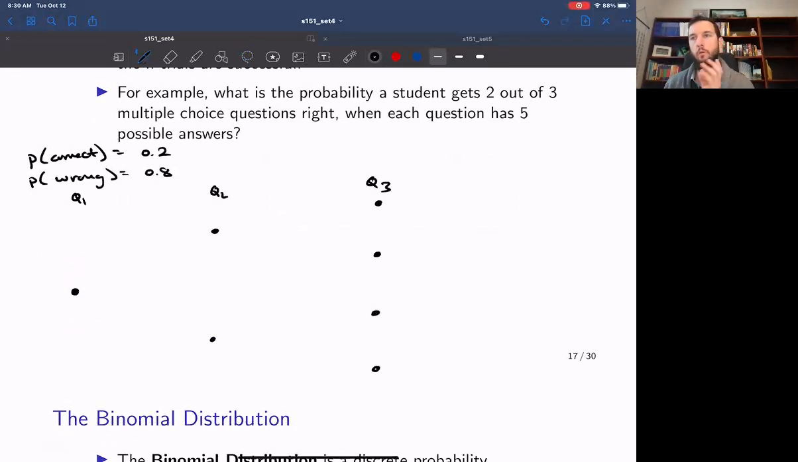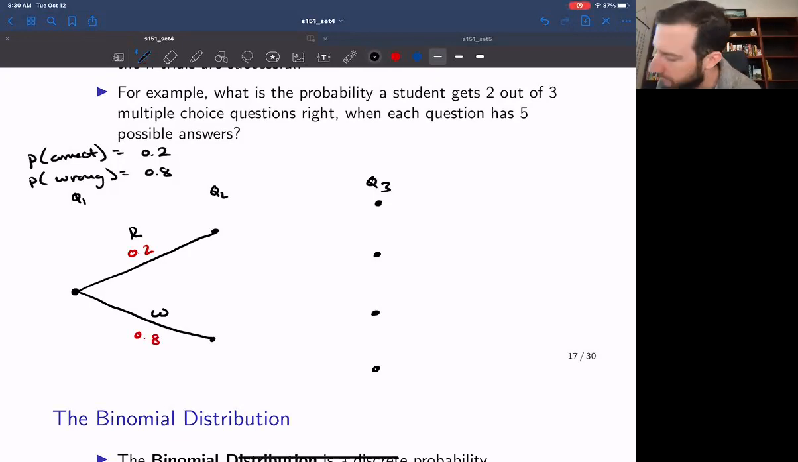Okay, so what happens here? On Q1, we have 2 paths. To get to Q2, we can either get the question right, or we can get the question wrong. If we go along the branch of being right, this comes with a 20% chance. And if we go along the branch of being incorrect, that comes with an 80% chance.